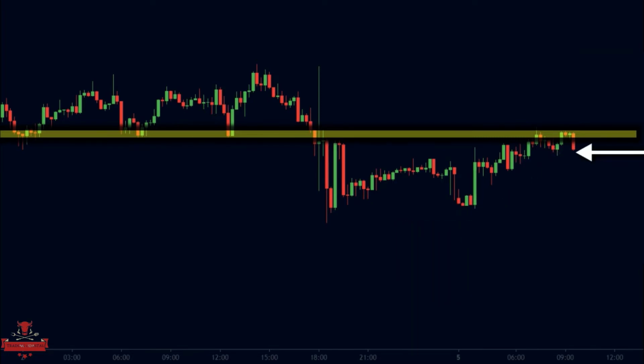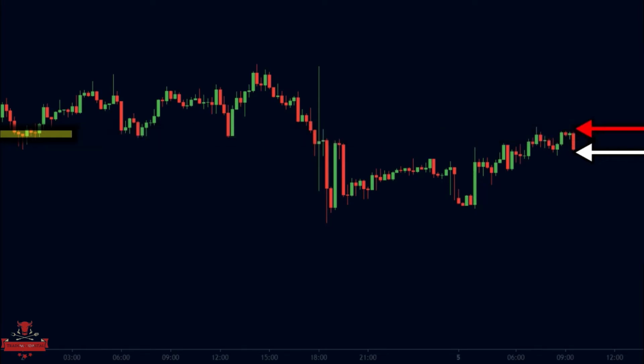So we sell the pair here and keep our stop loss above the resistance level. We can place our targets at 2:1 risk to reward ratio. As you can see, the price gave a strong down move after our entry.